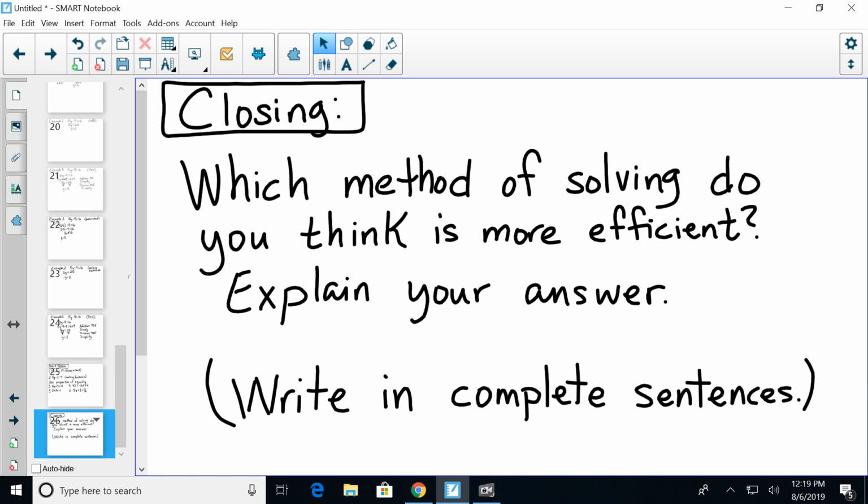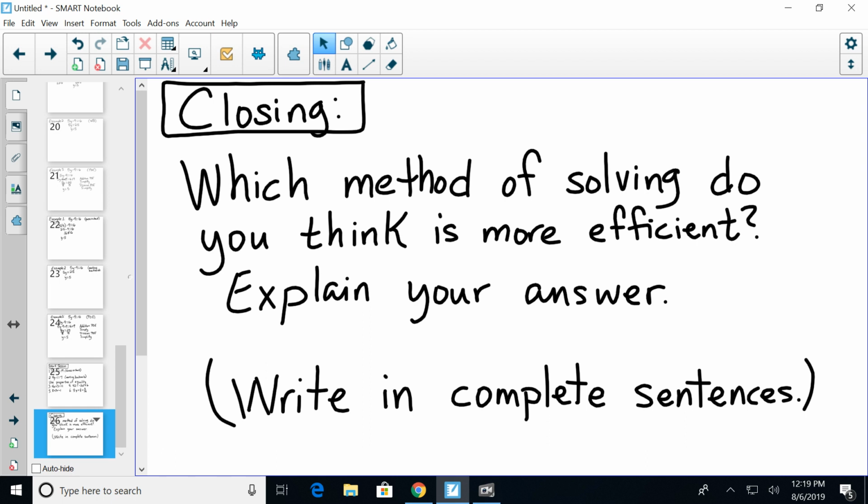Volunteer to share your answer. I'm a voluntold, so we can volunteer, or you can be voluntold. Your answer is your answer. There's no wrong answer here. Volunteer to share. Okay?